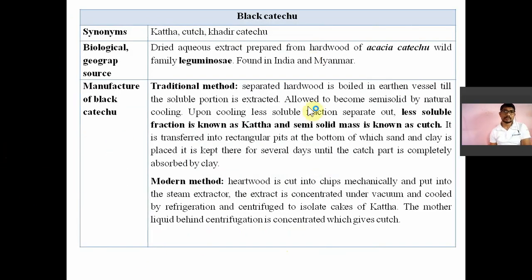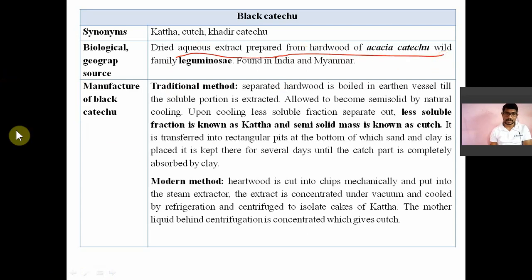It is known as katha, kach, kadir, or catechu. It is a dried aqueous extract from the hardwood of the plant Acacia catechu, a leguminous plant. There are two methods of manufacturing, the traditional method and the modern method.